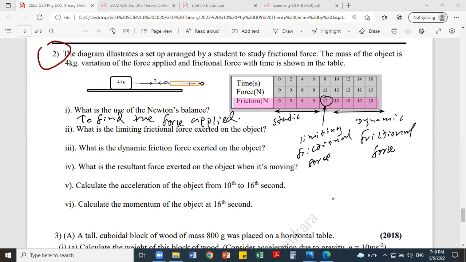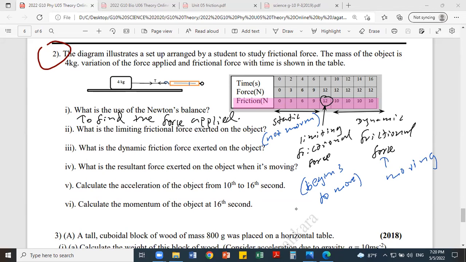You can write here, this is not moving. Static means not moving. You apply force, but it's not moving. But limiting frictional force just begins to move. And the last one, dynamic means what? Dynamic means moving. So always remember that dynamic frictional force is less than the limiting frictional force. Now you can tell the answer for all this.